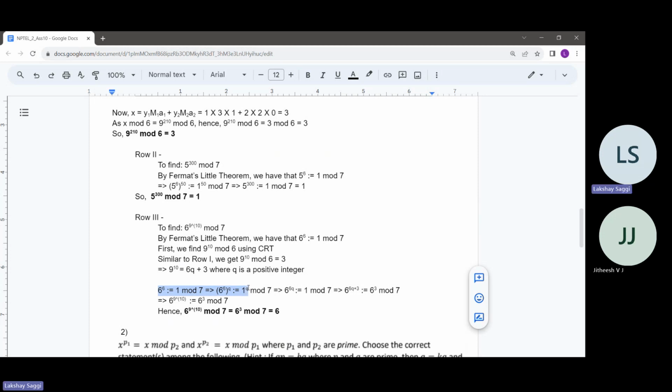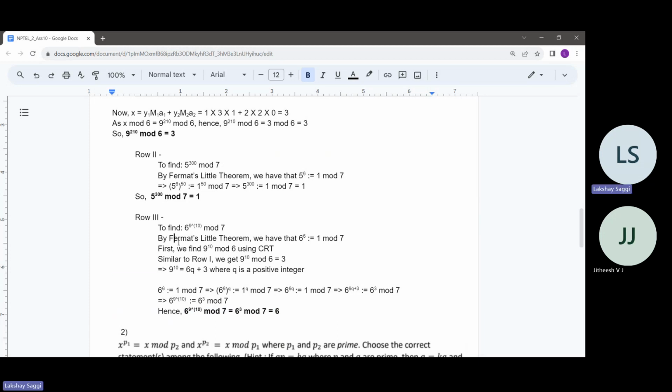One smarter way here, just for this problem, is you can see that 6 is actually equal to -1 mod 7, right? 6 is congruent to -1 mod 7. So 6 raised to the power 9 raised to the power 10 is nothing but -1 raised to the power 9 raised to the power 10. And since 9 raised to the power 10 is an odd number, this value is nothing but -1 raised to an odd number mod 7. And -1 raised to an odd number is -1 itself. So this is nothing but -1 mod 7, which will give me the answer 6 directly.